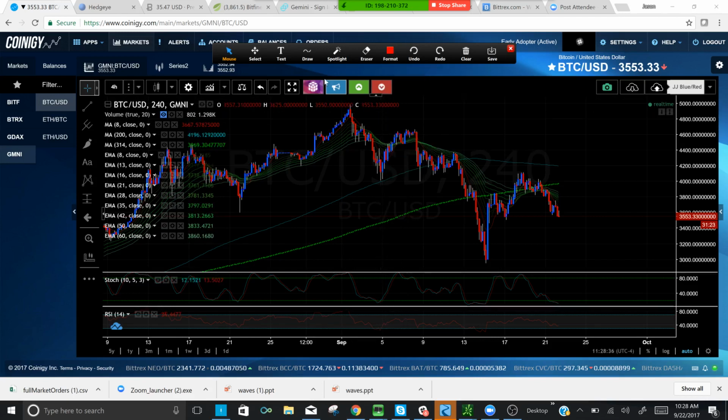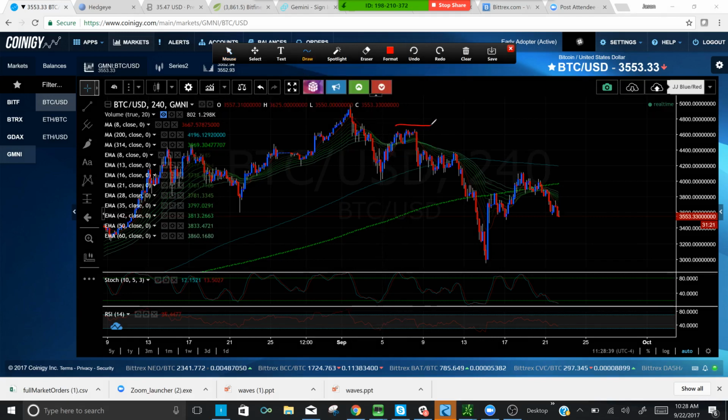This is a 4-hour chart, Bitcoin. All right, so here's the lower highs. This is what I mean by the intermediate term picture. I'll draw this like this.